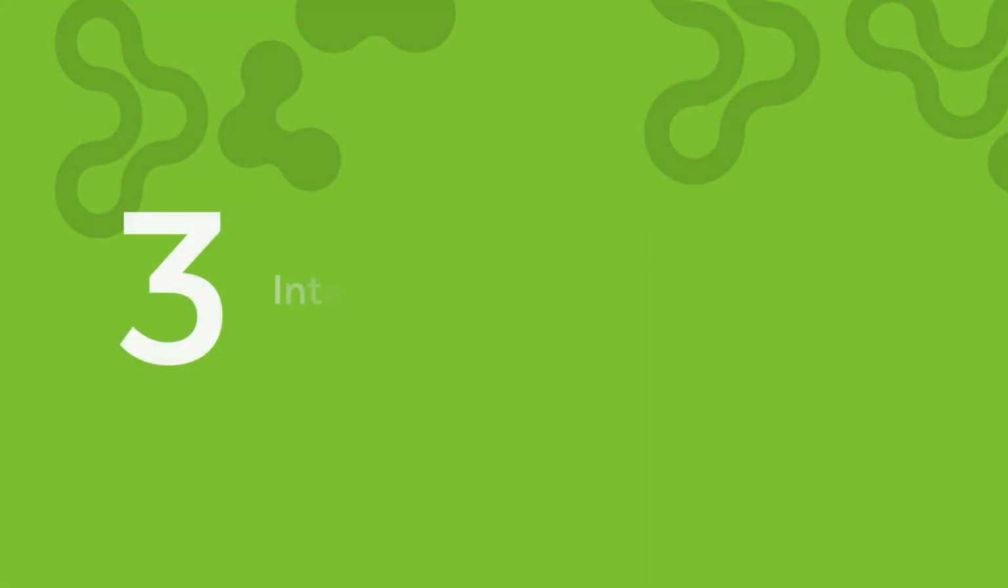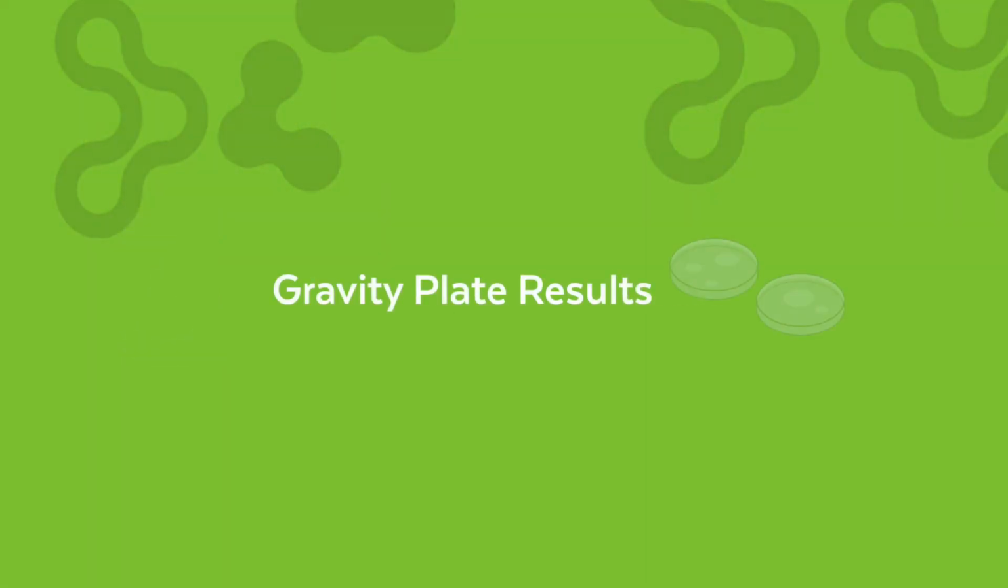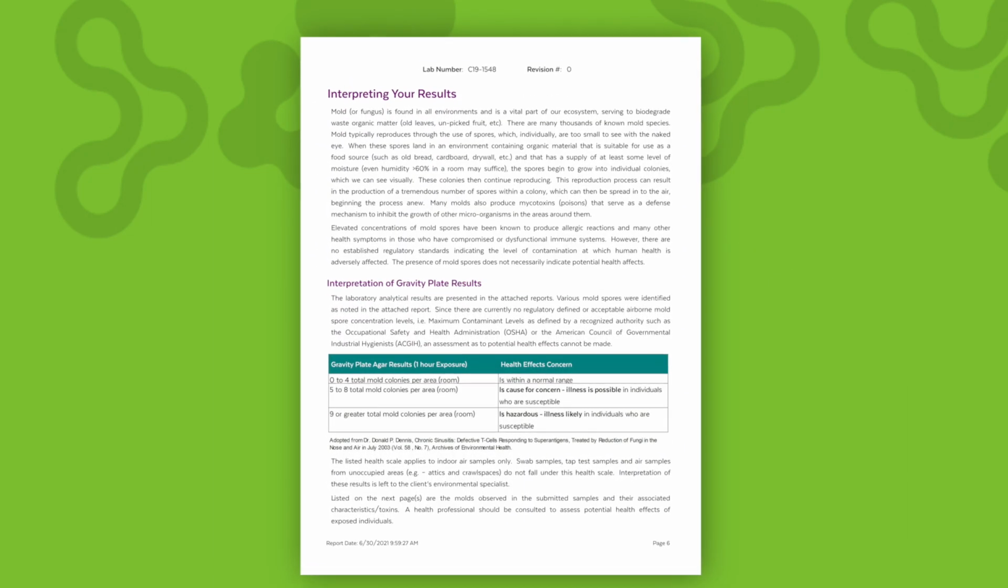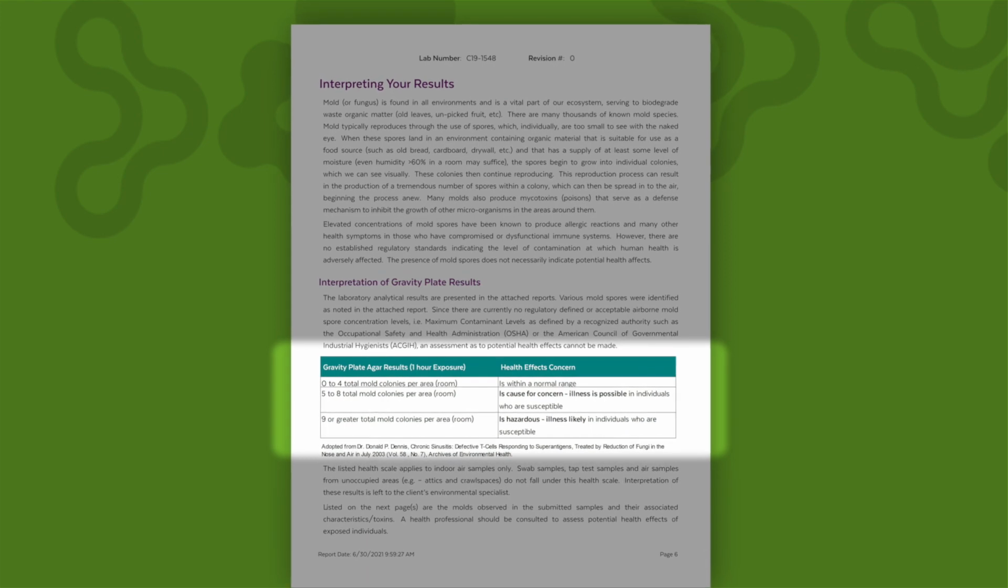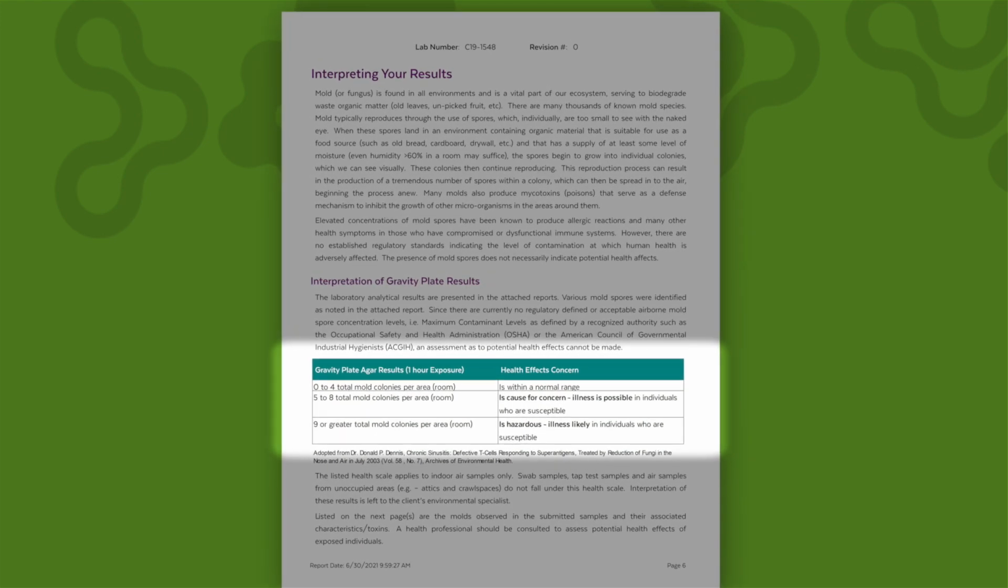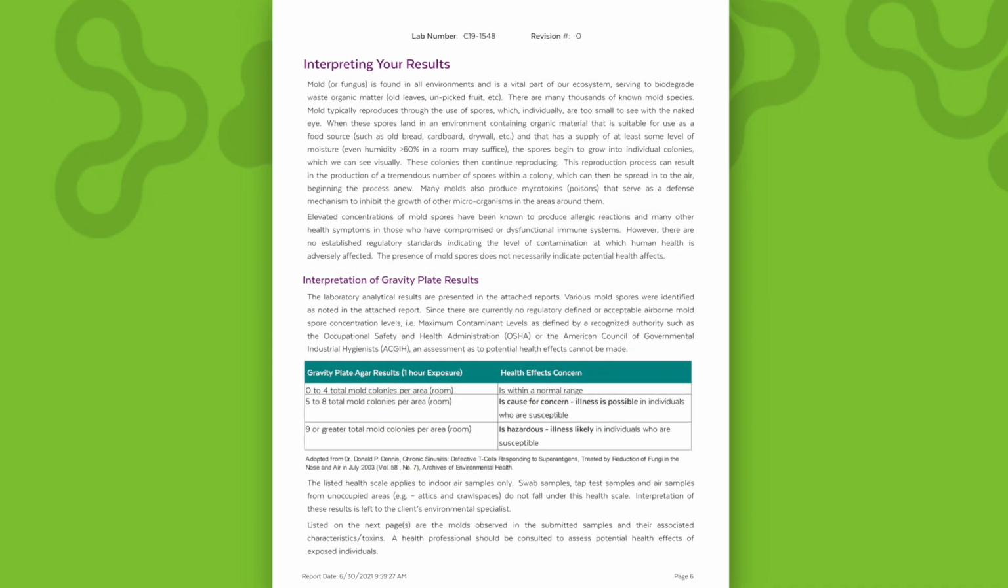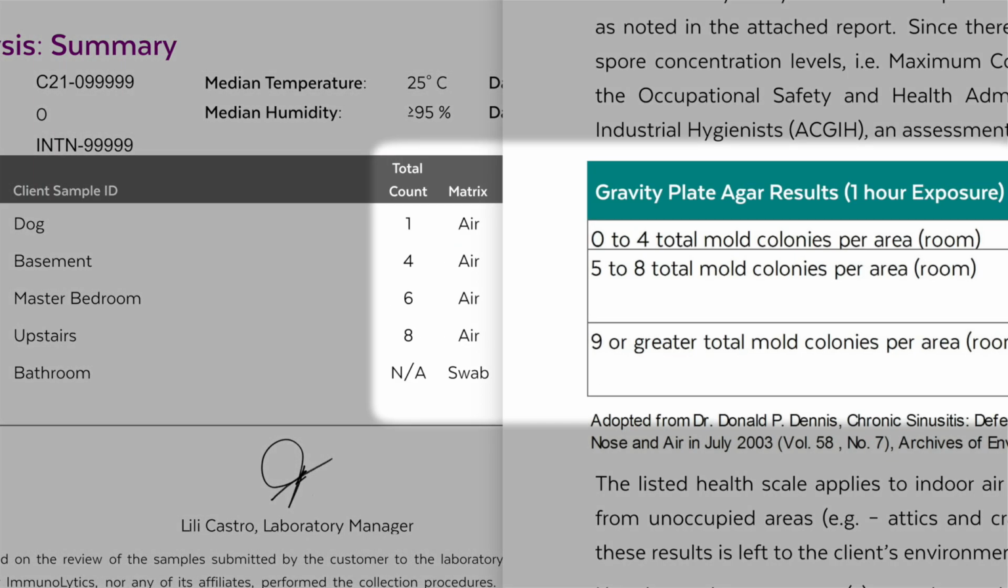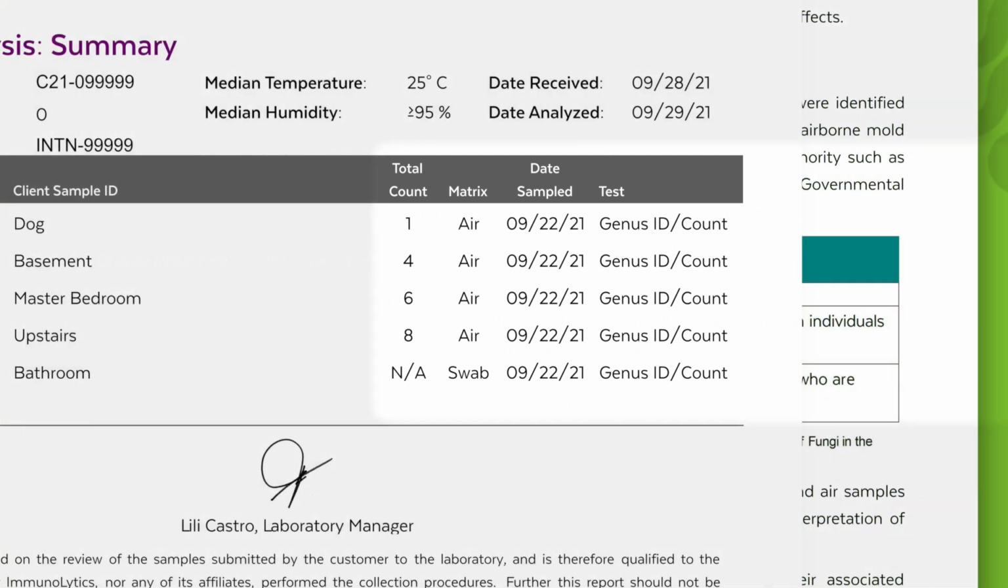On the next pages are the interpretations of the results. We'll begin with interpreting gravity plate or air results. In the middle of this page is a table that includes a health scale that is corresponding to the air samples. Use this table by comparing the total counts for each air sample in the previous section of this report. This indicates how someone's health could be impacted by the mold detected in the area sampled.